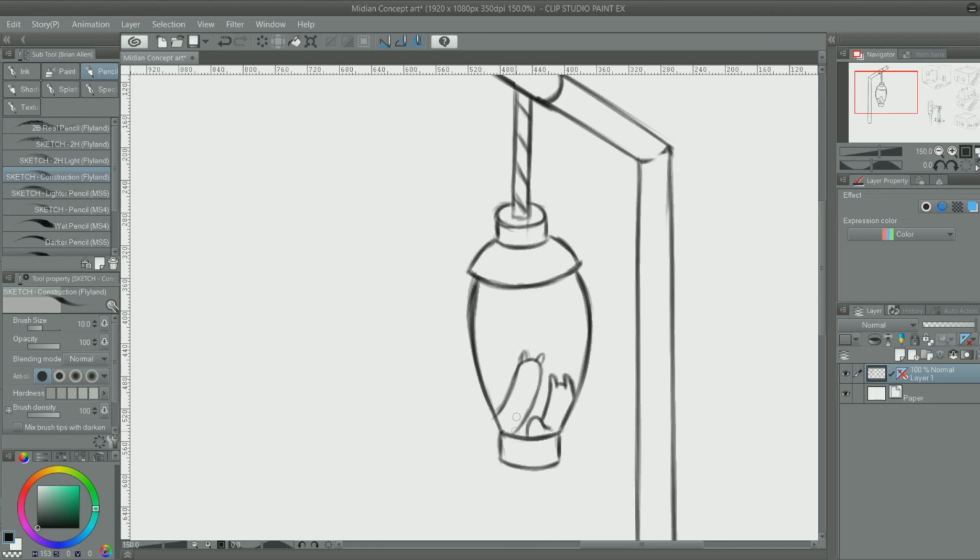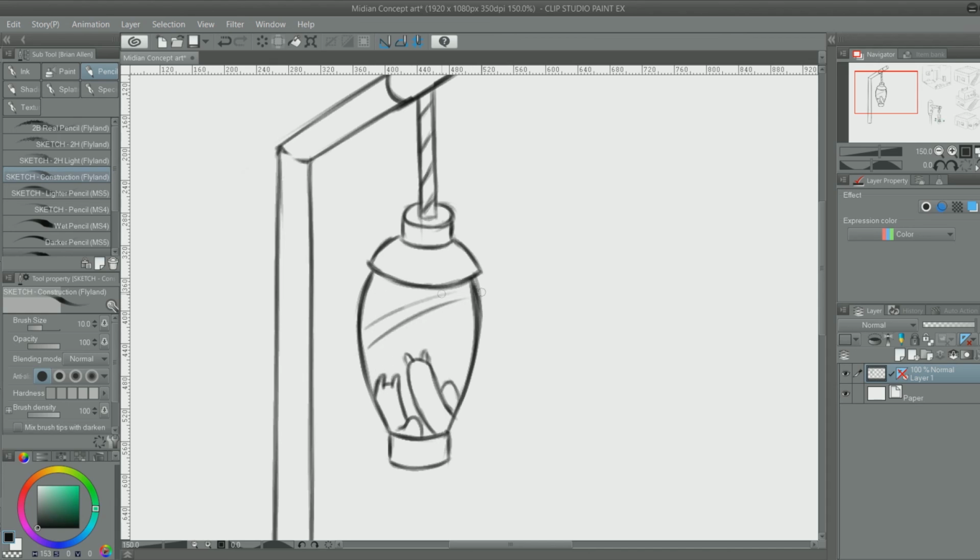bioluminescent lamps from. So yeah, that's basically it for today.